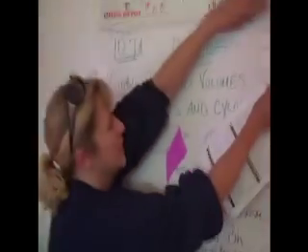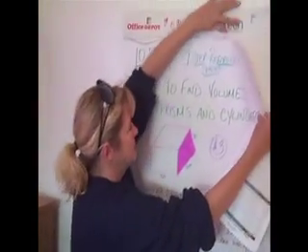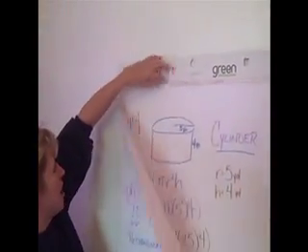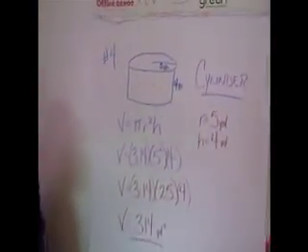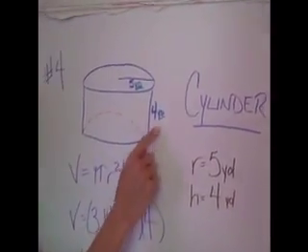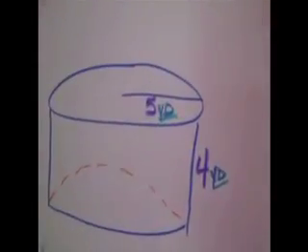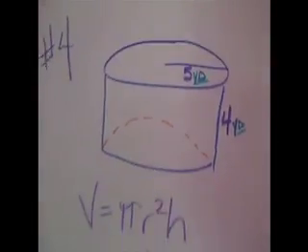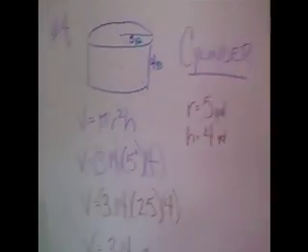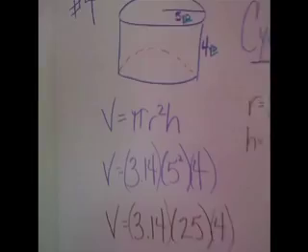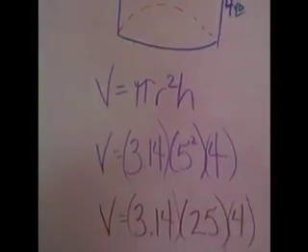Now, the next one that you have, let's tear this off, is number 4, the cylinder. You can see my lovely drawing here. It has a height of 4 and a radius of 5. When you look on your I-STEP reference sheet under cylinder, you will find the formula. Volume equals pi radius squared times height. Plug in each one of the numbers.